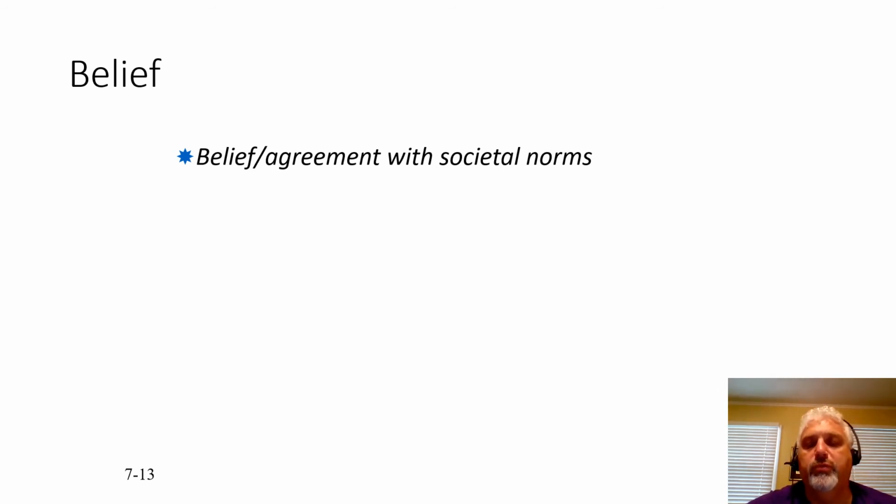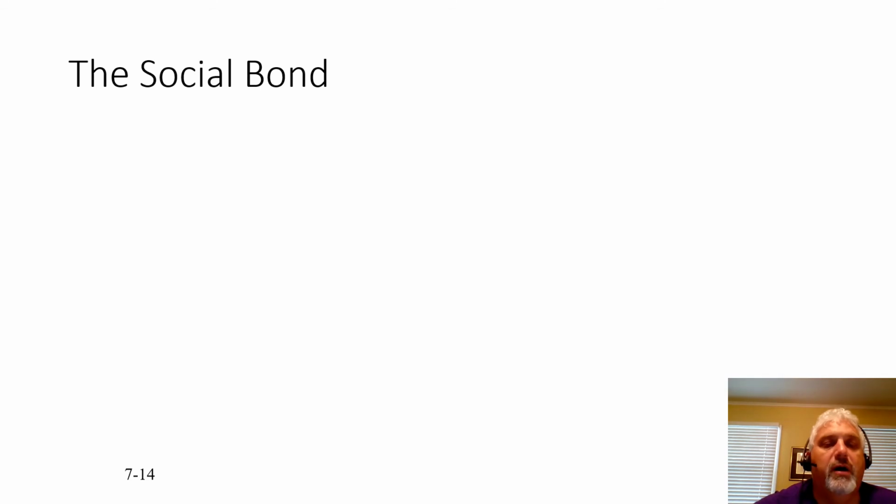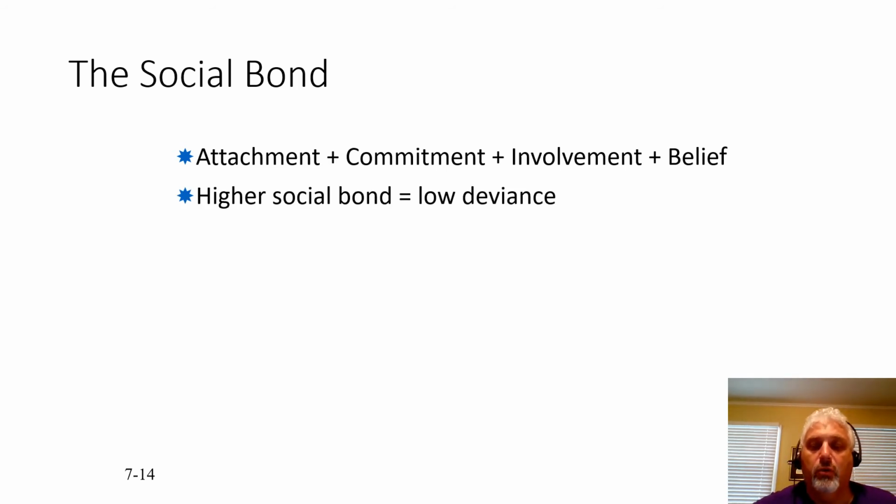People who hold these beliefs are less likely to get in trouble because they're not willing to deviate to get there. Most of us do hold these beliefs. Most of us accept the cultural goals and the means to get there. So, social bond is made up of 4 components: attachment plus commitment plus involvement plus belief. And most importantly about Hirschi's theory, the higher your social bond, the lower your deviance.